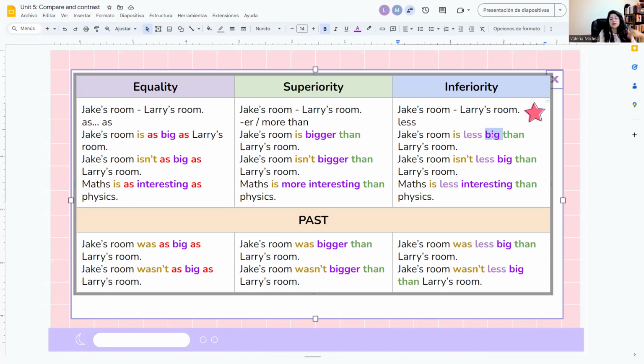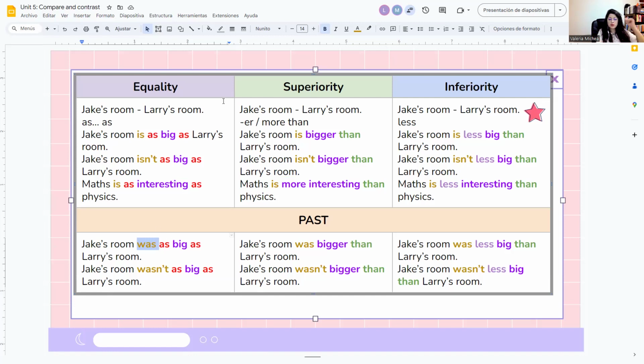You use it plain. Big, less interesting. That's it. And of course, if you want to talk about the past, I told you this already, what changes is the verb, nothing else. So Jake's room is as big as Larry's room, equality and present. Jake's room was as big as Larry's room, the past. Of course, you can make them in any verb tense that you wish. But this time we are focusing only on the present and on the past. So that's a review of the three different types of comparative sentences that we reviewed last class.